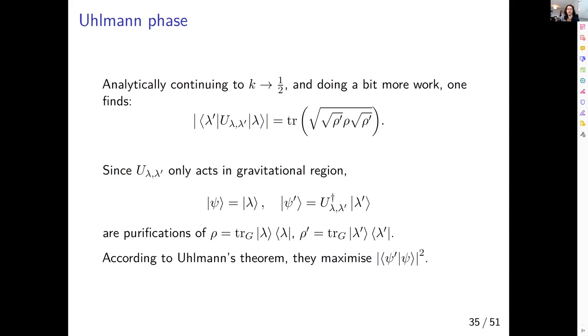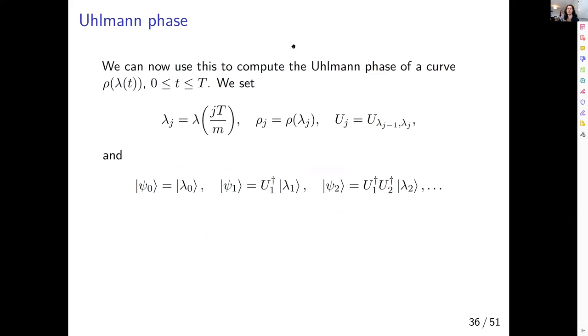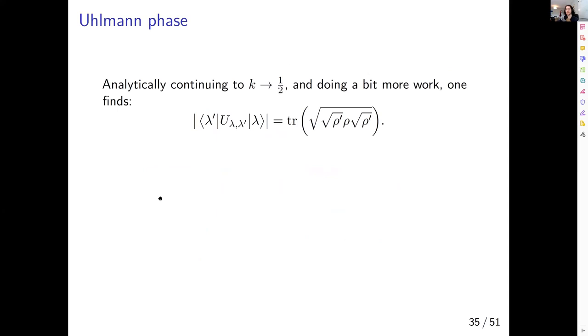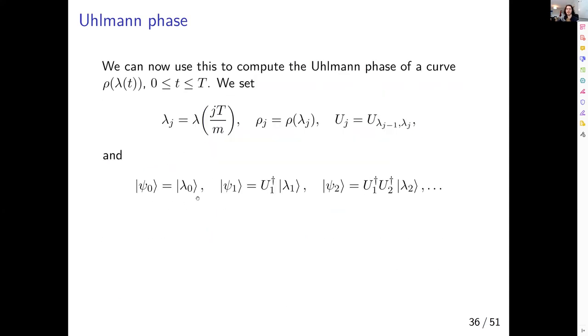So now we can actually use this result to compute the Uhlmann phase. We have a curve of boundary conditions, which gives us a curve of states. We pick density matrices ordered along this curve of states. Then using the path integral methods I just described, we get these unitary operators, which we've inserted on the surface N. And using these unitary operators, we get a sequence of purifications of the density matrices, which maximize the transition probability by Uhlmann's theorem. So they're appropriate for the calculation of the Uhlmann phase.